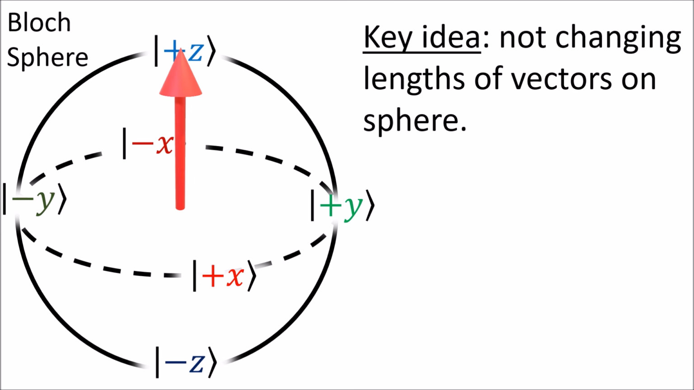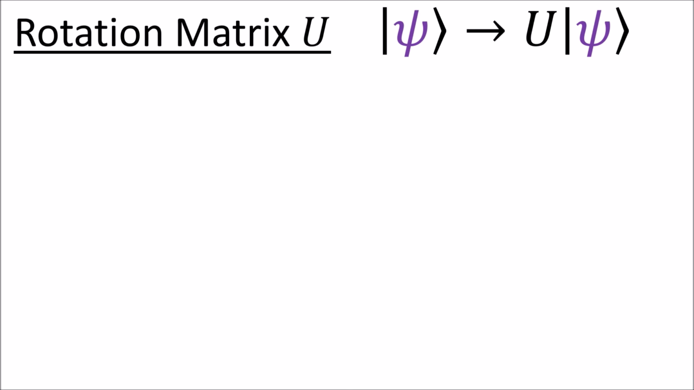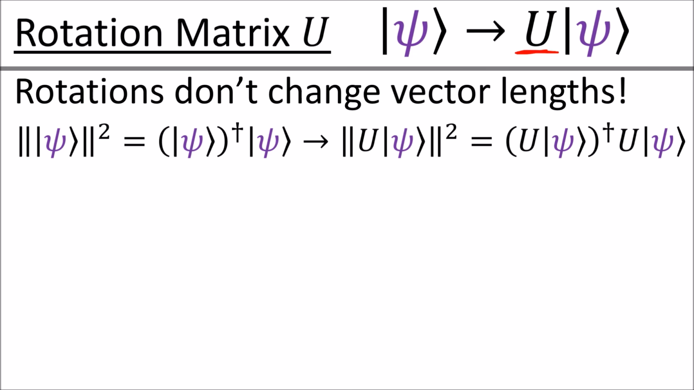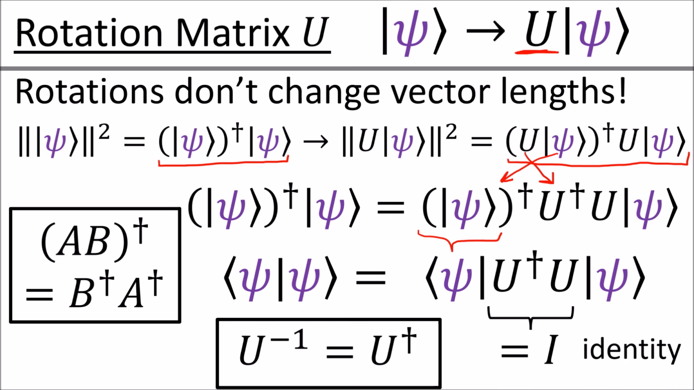We showed in the last video that we could rotate vectors across these spheres using 2x2 unitary matrices, written as U2 for short. Remember, rotating a vector psi with a matrix U means that its squared magnitude won't change. So the squared magnitude formula should be equal before and after the rotation. We can show that these matrices must have the property that U inverse equals U dagger, which is the definition of a unitary matrix.